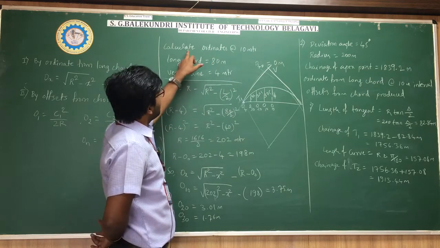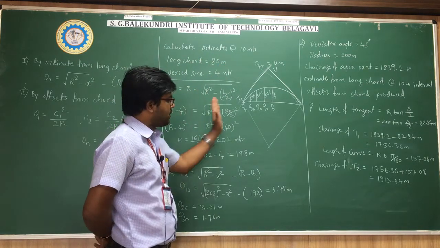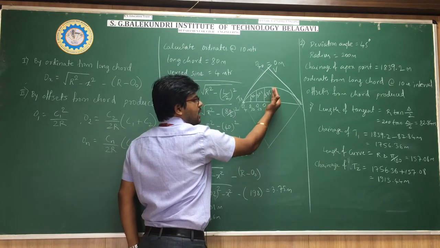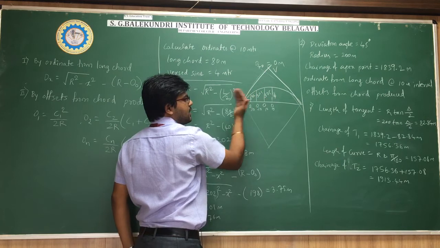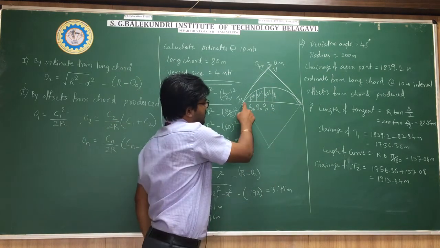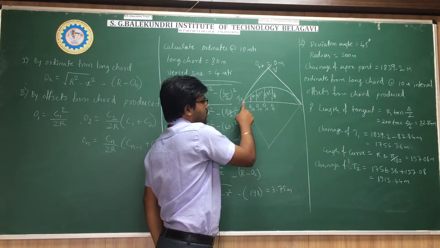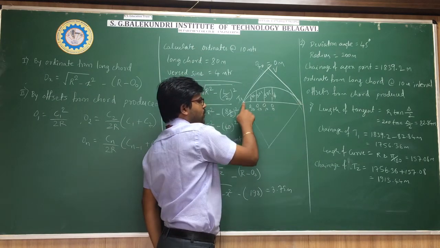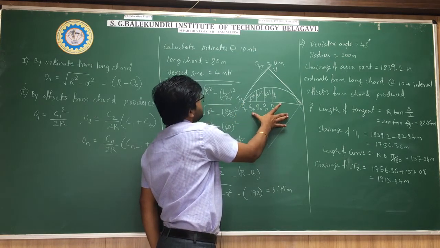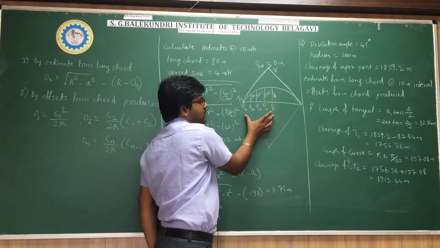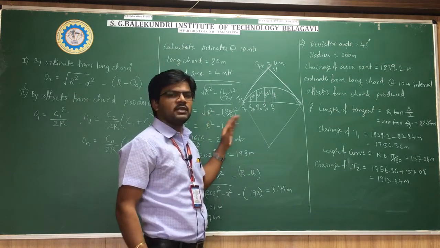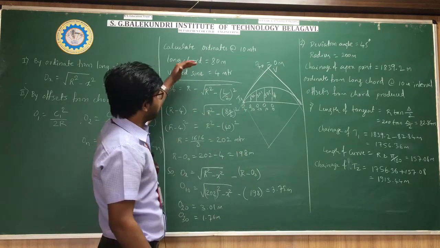I will repeat. Ordinate at a 10 meter interval means this is the 10 meter interval from center, this is the mid ordinate, and here we have 10 meter, 10 meter, 10 meter, 10 meter. Total chord length is 80 meter, from point T1 to T2, point of curvature to point of tangency. Half of that is 40 meter, and in that 40 meter I have taken 10 meter intervals. That is all given in the question.